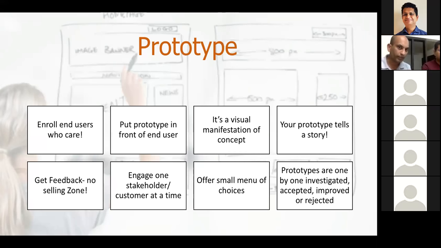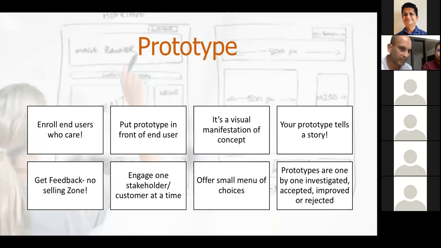Of course, with a prototype, you need to get feedback. A very important aspect of a prototype is whom you are enrolling as the people who will evaluate it. The stakeholders will most likely be end users. You will call a few people who are likely potential users and get their feedback on the prototype. The prototype is a visual manifestation of the concept. Your prototype tells a story. Okay.